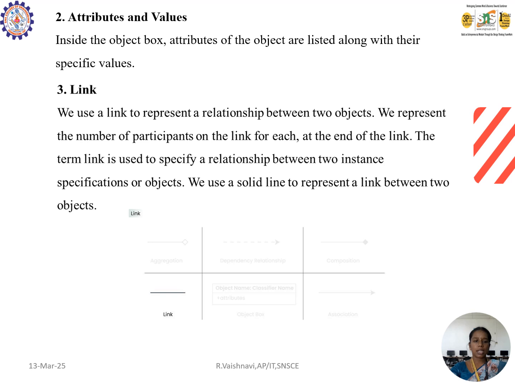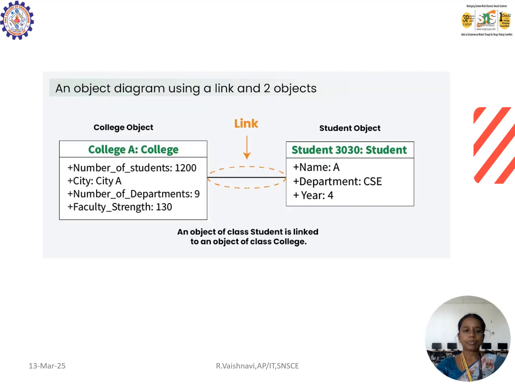Third one will be the link. We use the link to represent the relationship between the two objects. We represent the number of participants on the link at the end of the link. Here we have the example for the link. Here we have the two objects, that is college and student. Inside the college we have number of students, city, number of departments and the faculty strength. For the student details we have name, department and the year. It connects with the link between the object college and the object student.